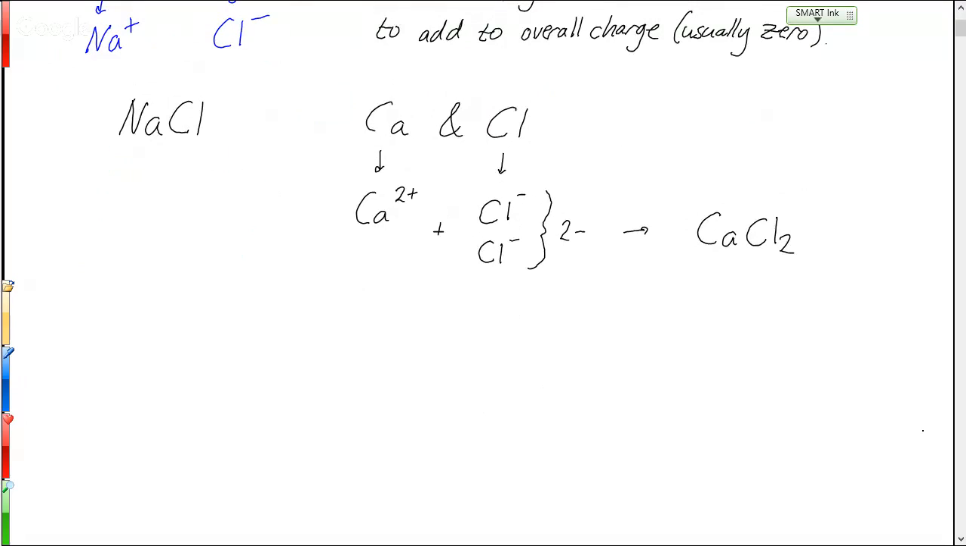Yeah. So when you're doing ionic compounds, you need to get it to 0? Just in this case? Right. Yeah. In some cases, we'll add to compounds that won't be 0, but almost always it'll be 0. Okay.